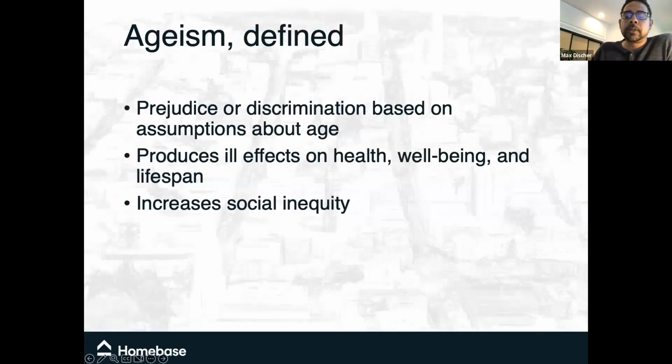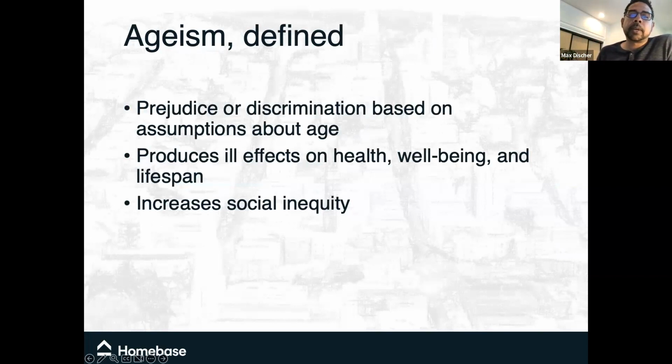I want to talk a little bit about the stereotyping and prejudice that can intersect with this issue. And the specific term is ageism. I'm sure we've all heard this term before, but I just want to be sure that we're all on the exact same page about the precise definition of this term. So the definition is a prejudice or discrimination based on assumptions about age.